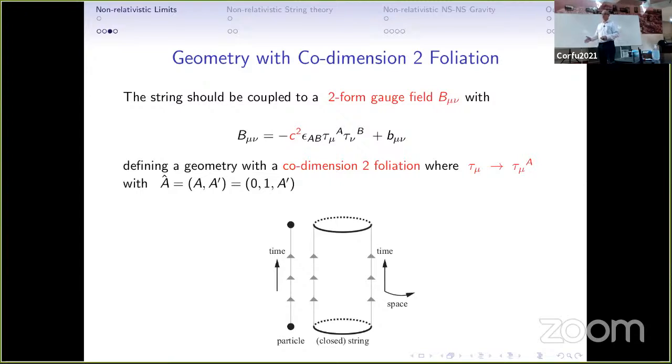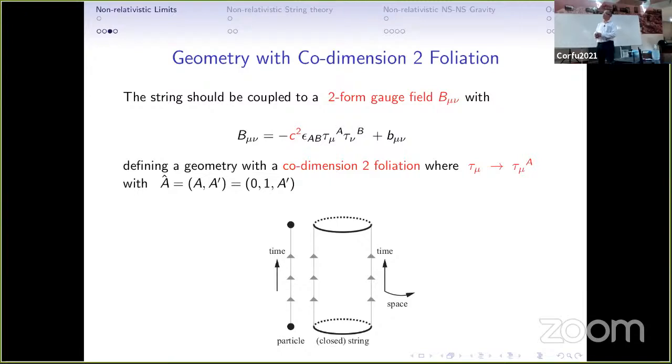But you see, in the particle case, we cancel it by adding a vector field, and that vector field contains the Newton potential. But you can't couple a vector to a string. So the only way to get a cancelling infinity is to couple the string to a two-form, and then there's an infinity that cancels the infinity of the kinetic term. So we have to replace the vector by a two form.